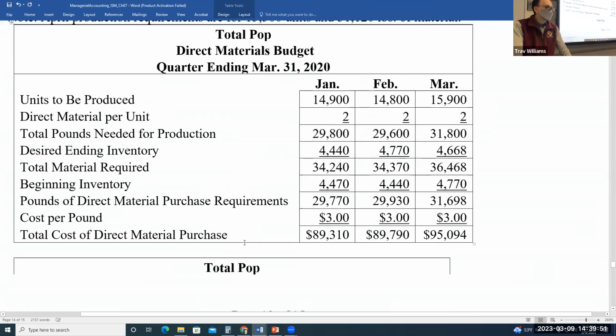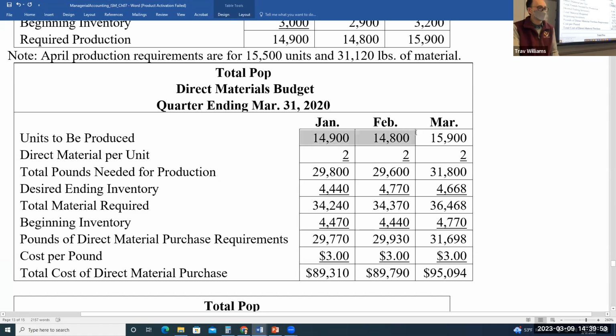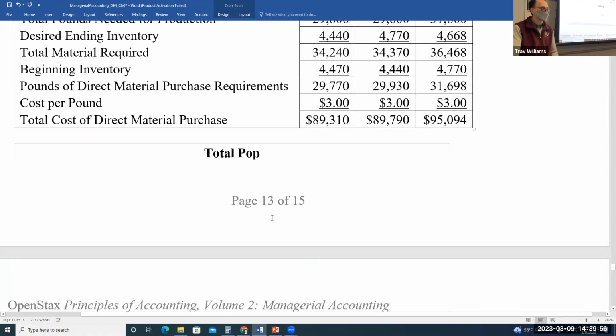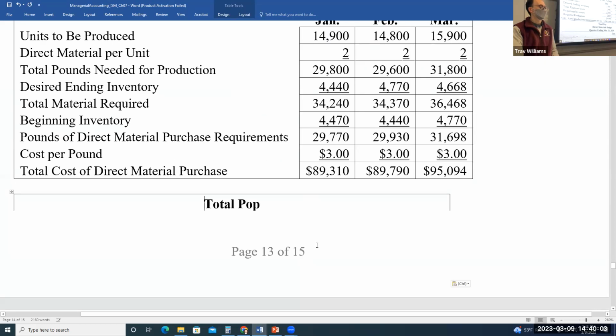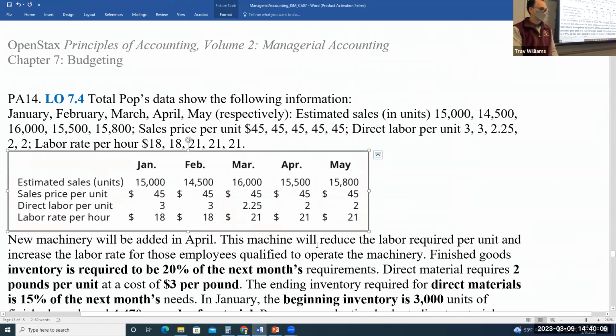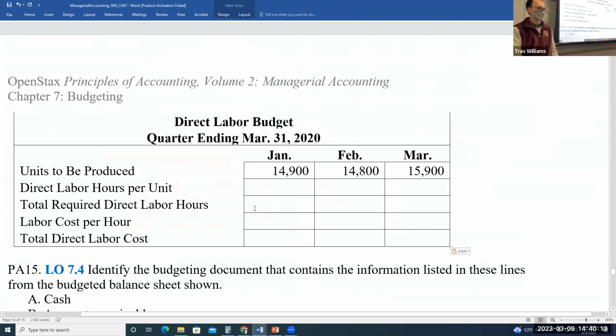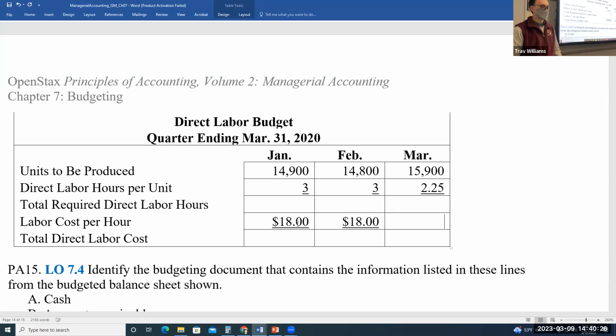Units to be produced. Again, we already know that. You can just copy it from one of the previous tables. How many labor hours per unit? 3? Oh yeah, this is the one that it starts out 3 and then changes to 2.25 in March. So 3, 3, 2.25, and then I think it's 18 January and February, and then 21 for March, right?